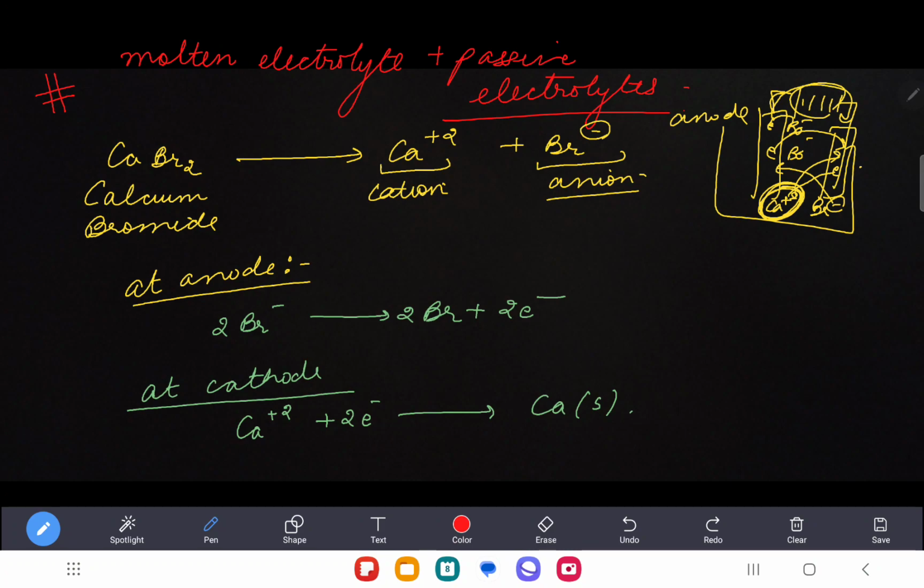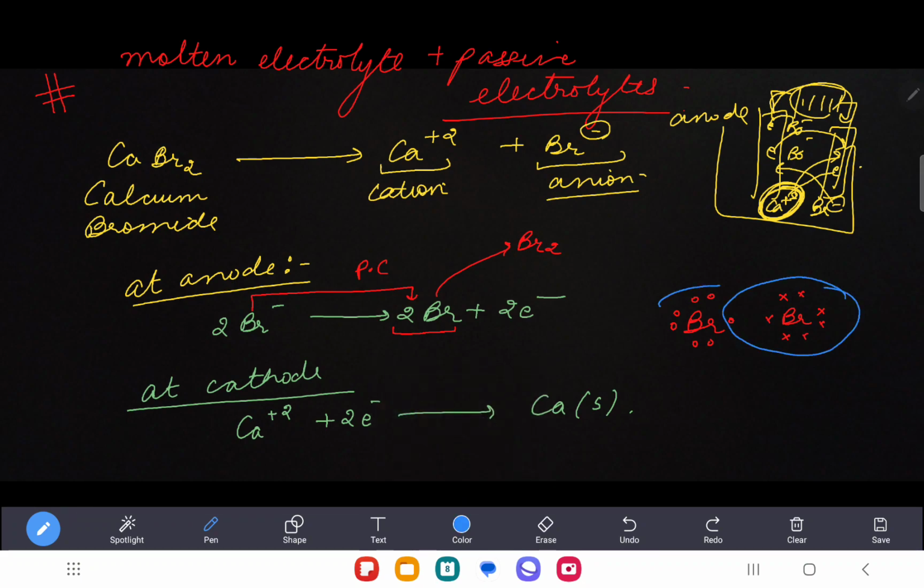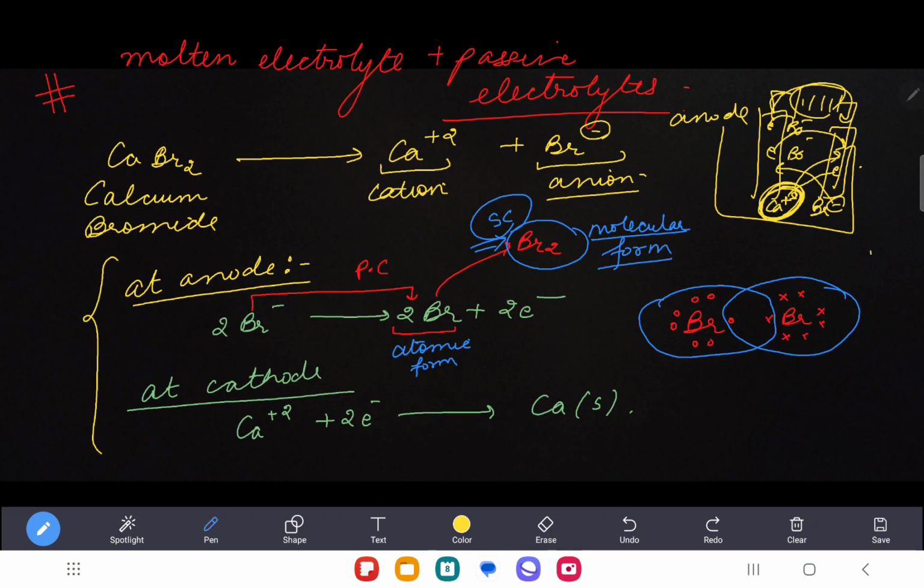So the product here, now this is not going to stop right here. This is the first level change, my primary change. And this is going to be Br2. Because in the atomic form, Br has 1, 2, 3, 4, 5, 6, 7 electrons. Another Br will also have 1, 2, 3, 4, 5, 6, 7. So what do you think we'll have right here? A covalent bond will form. So this is my atomic neutral form of Br, and here it converts to the molecular form of Br. When it is converting to the molecular form, this is going to be my secondary change. Understood or not? So this is how we have the anode and cathode.